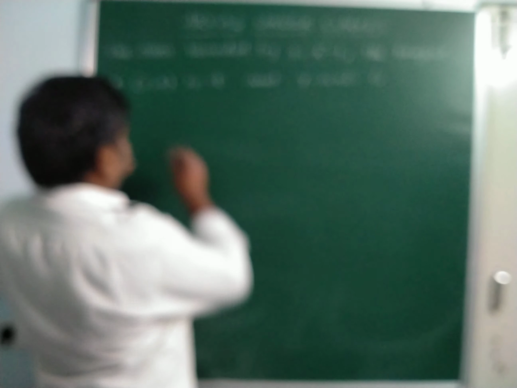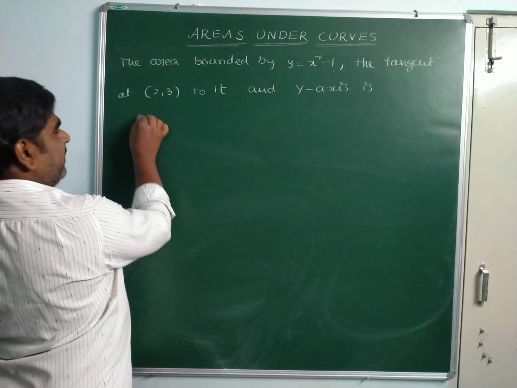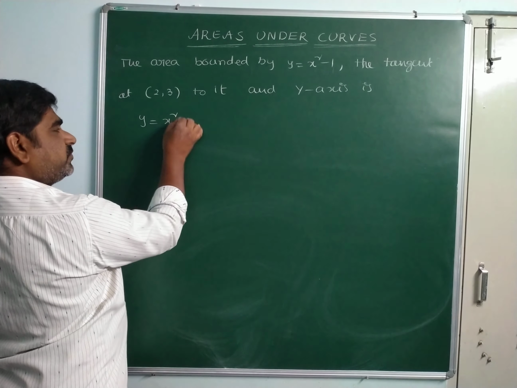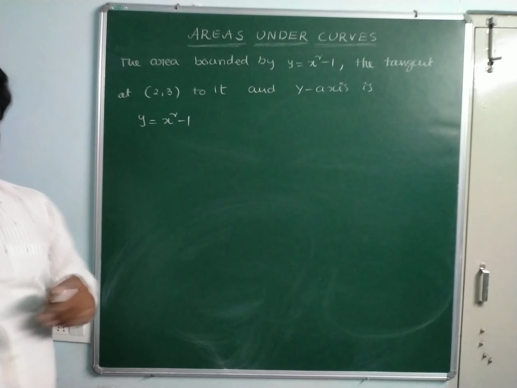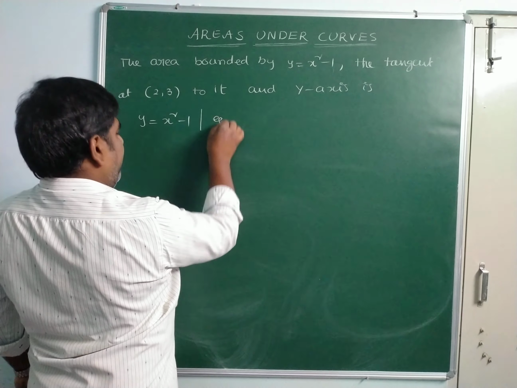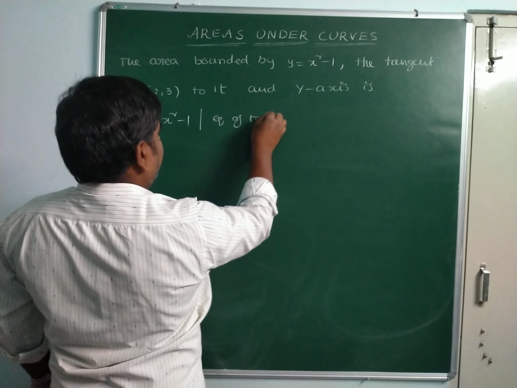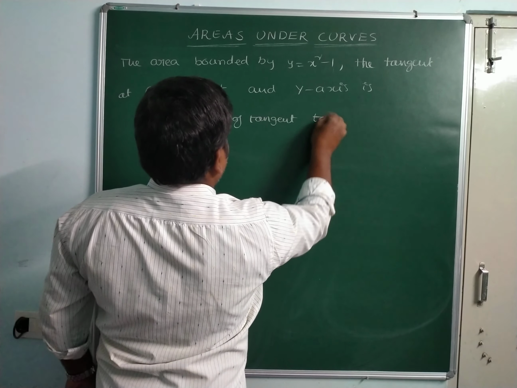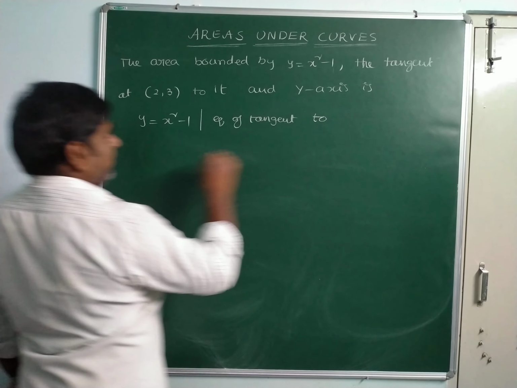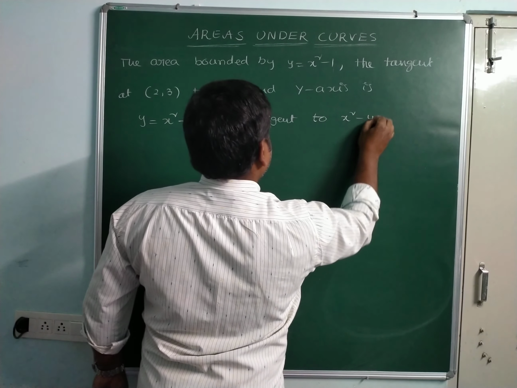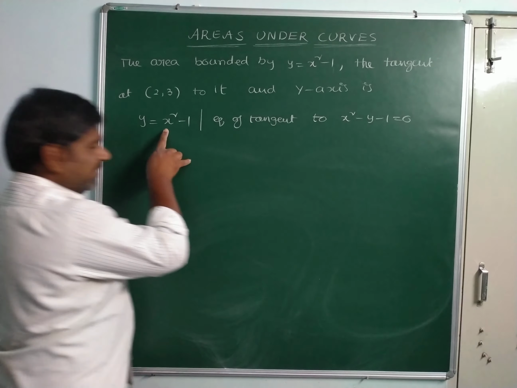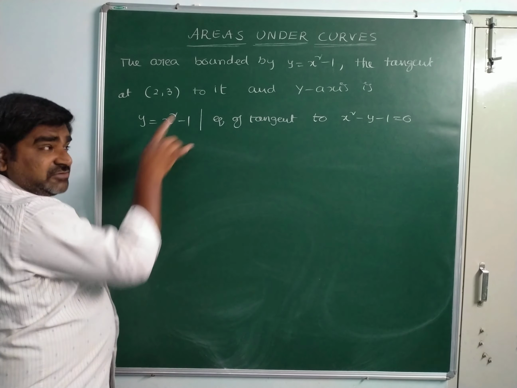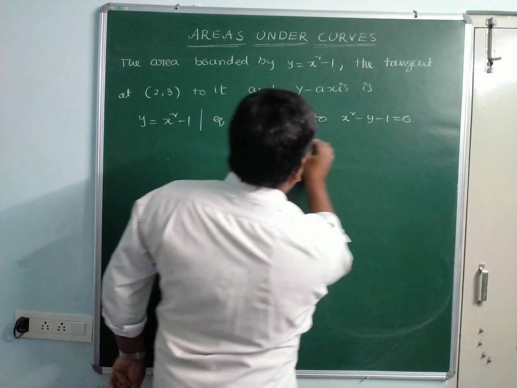So first of all, we should find out the equation of the tangent. The first curve is y equal to x square minus 1. So now the equation of the tangent. x square minus y minus 1 equal to 0, isn't it? I'm going to write it in order: x square minus y minus 1 equal to 0 at 2 comma 3.